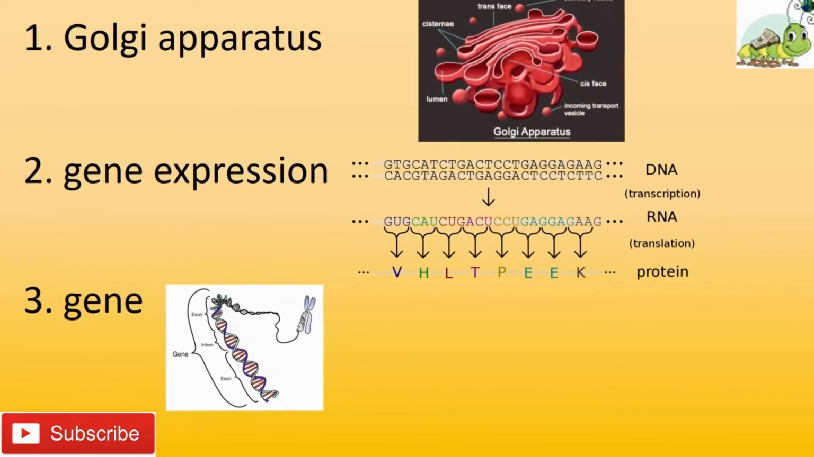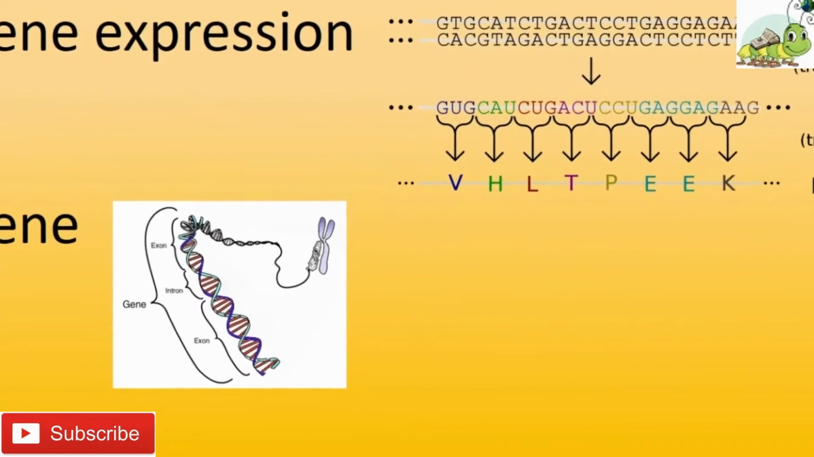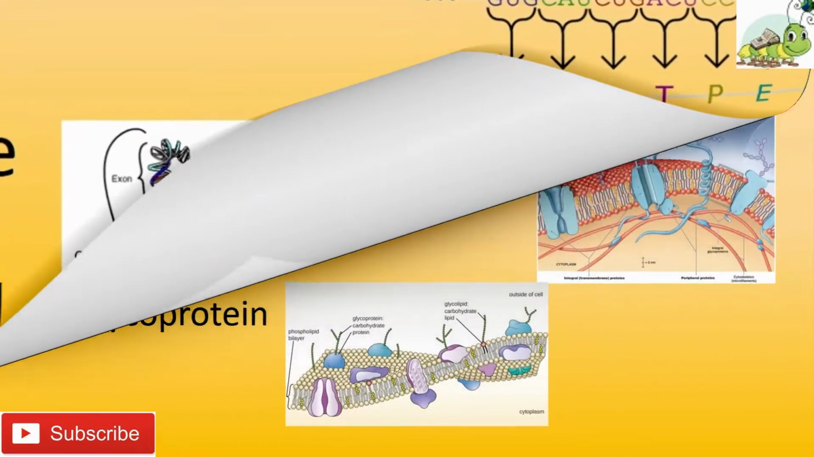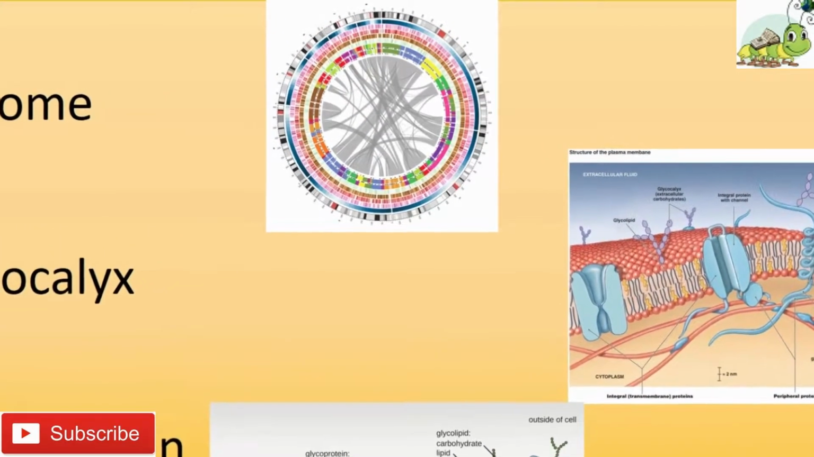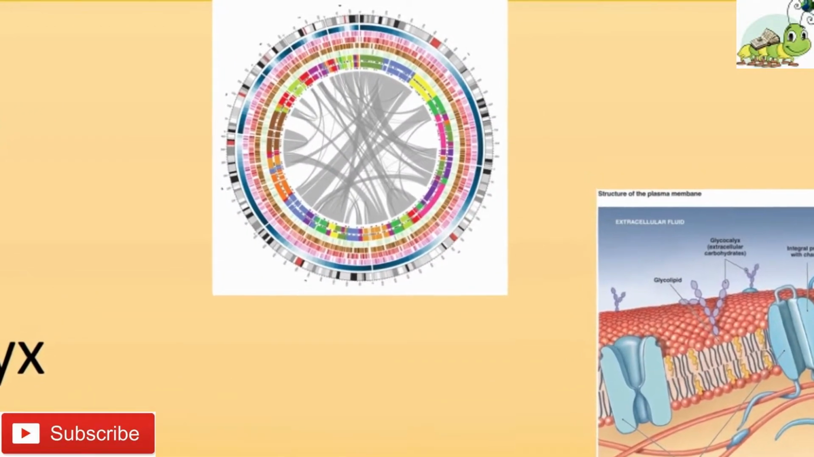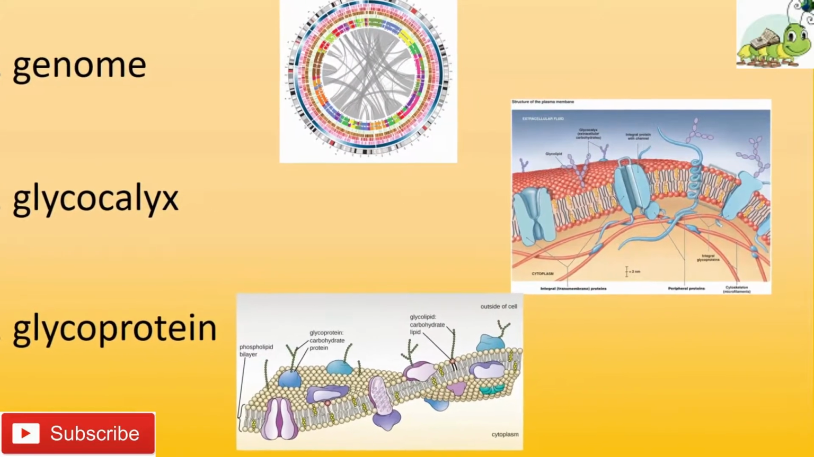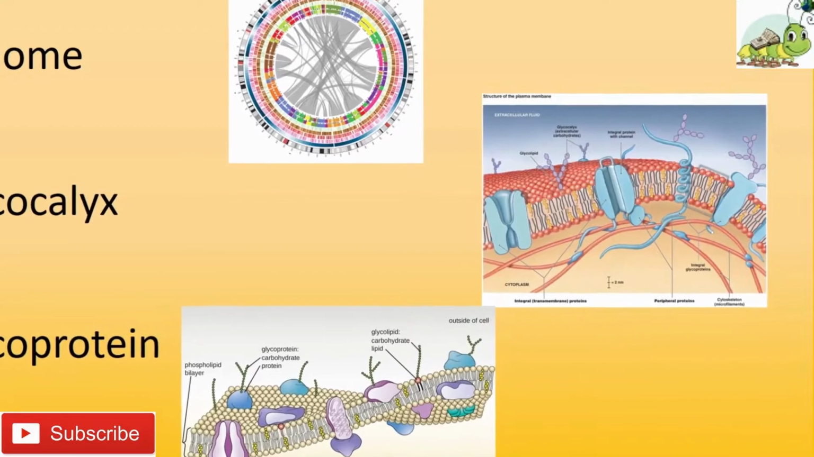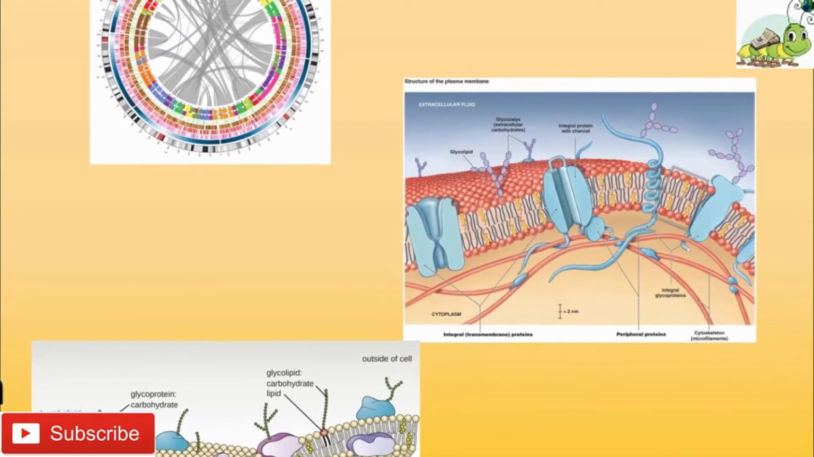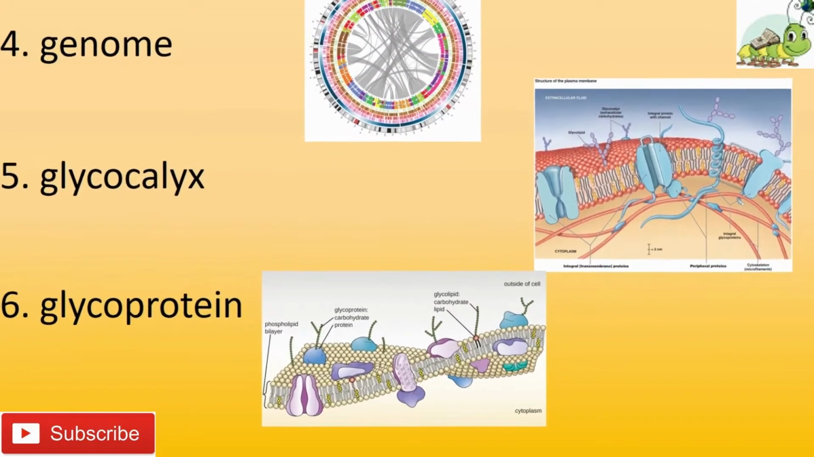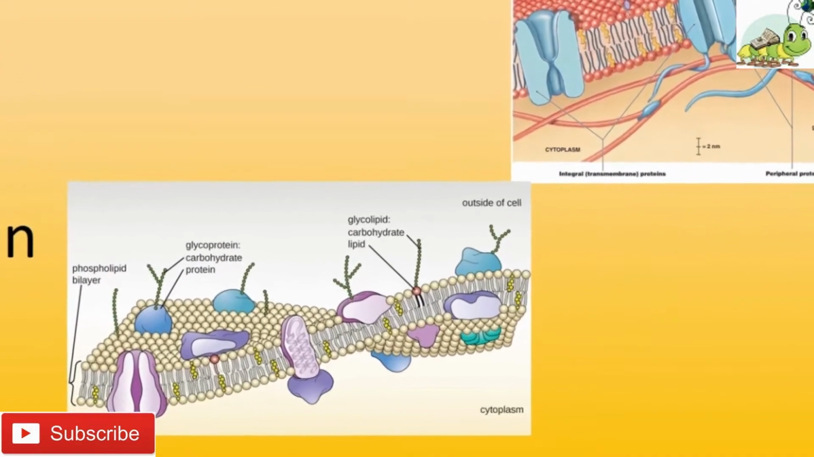Point number 3, gene. Functional length of DNA that provides the genetic information necessary to build a protein. Point number 4, genome. The entire complement of an organism's DNA found within virtually every cell. Point number 5, glycocalyx. Coating of sugar molecules that surrounds the cell membrane. It's called the glycocalyx. Point number 6, glycoprotein. Protein that has one or more carbohydrates attached.